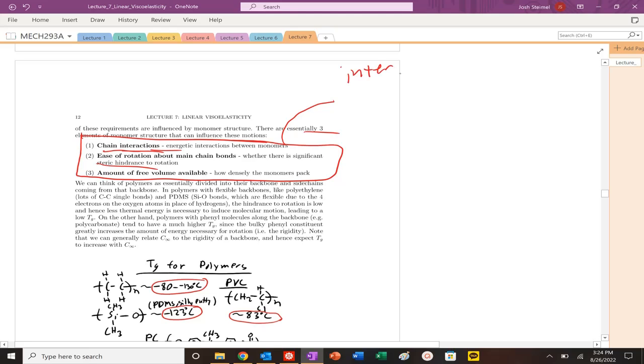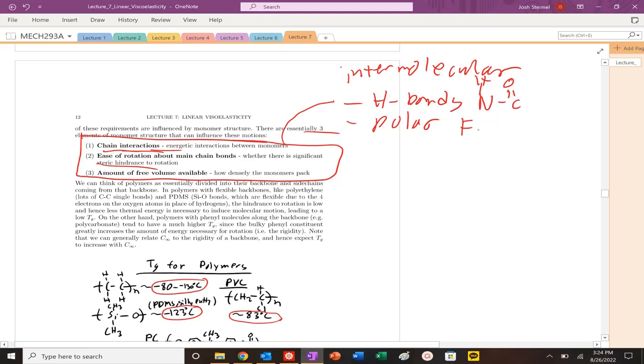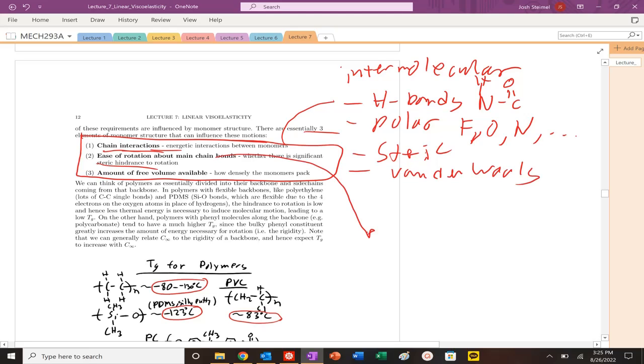So again, those intermolecular interactions, you're looking at things like H bonds. You're also going to look at those amide groups, which we all know from this course. You can also have polar interactions, so anything with a fluorine, an oxygen, a nitrogen, chlorine, etc. You can also have steric interactions, so big, bulky molecular groups that are not going to want to be near each other, and van der Waals interactions as well. So intermolecular interactions will affect Tg. The stronger the interactions, the higher the Tg, to break those and start to move collectively.